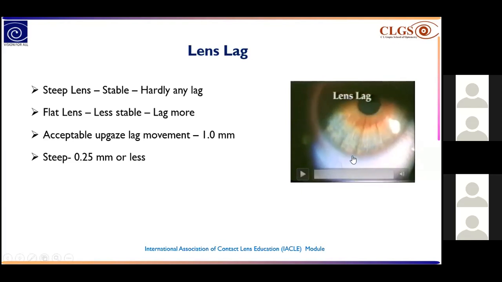The video is not very clear. Basically you have to ask the patient to look up and then not to blink, and then assess how much this lens is getting displaced inferiorly. That will tell you how much lens lag is there.